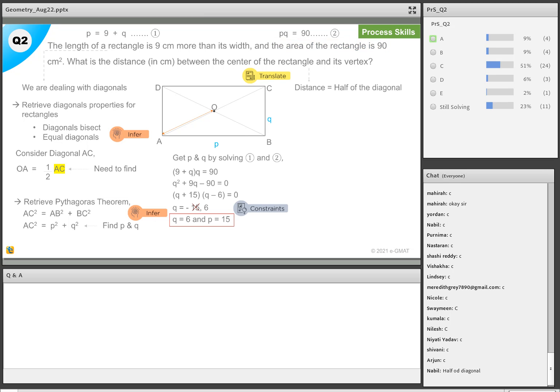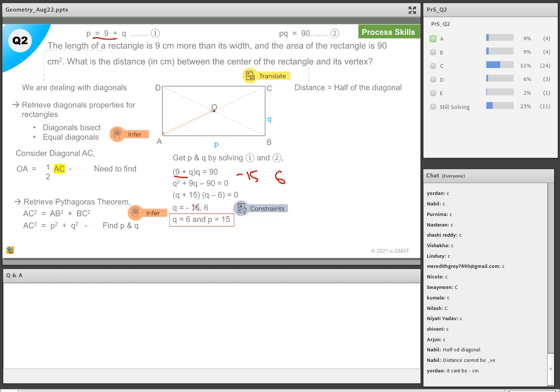We have the relationship of P and Q. We know that P is equal to 9 plus Q. So we simply put the value of P over here. So (9 plus Q) times Q is equal to 90. We get a quadratic equation. We solve this quadratic equation and we get two possible values. One is minus 15, sorry, the other is 6. Now, can you people tell me why I cannot take the value of minus 15 as the value of Q over here? Can you people help me with that answer?